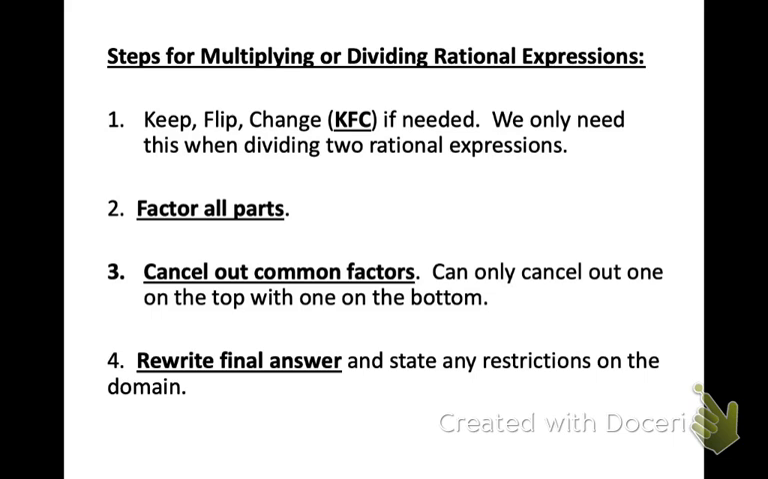Step 2 is to factor all parts. So we're going to look at all of the numerators, all of the denominators, and factor them as much as we can. Step 3, we're going to cancel out any common factors. We're going to find these on the top and the bottom. So if I have something in common that's on the top with something on the bottom, then I can cancel them out. In step 4, we're going to rewrite our final answer and state any restrictions on the domain.